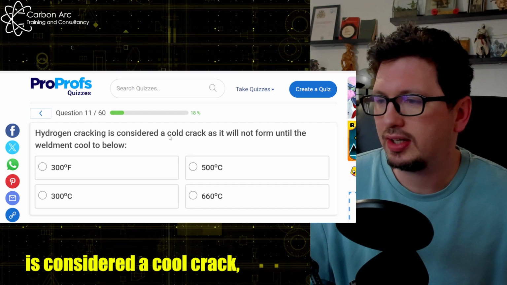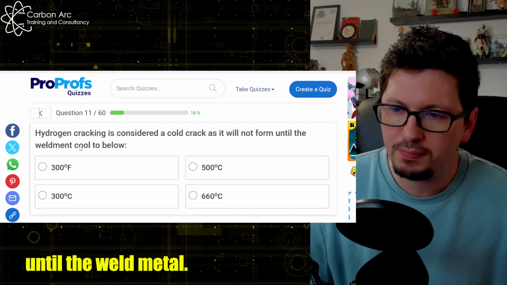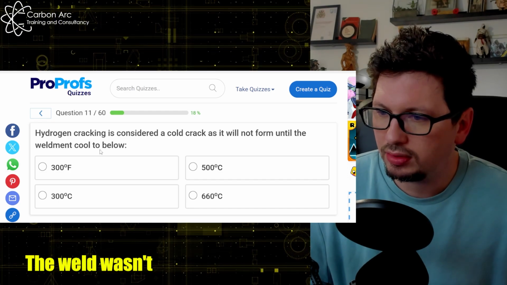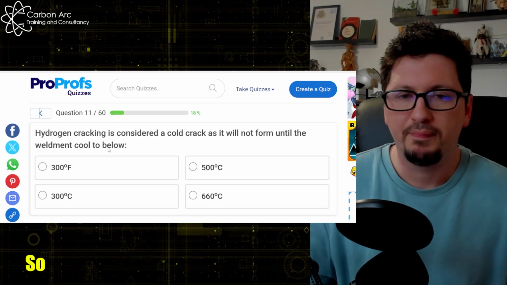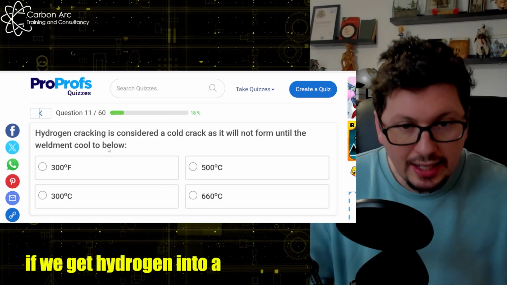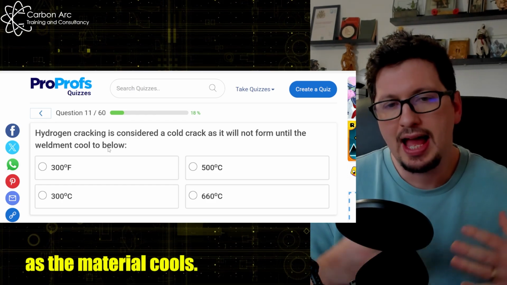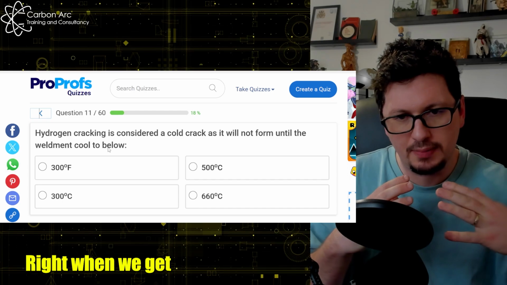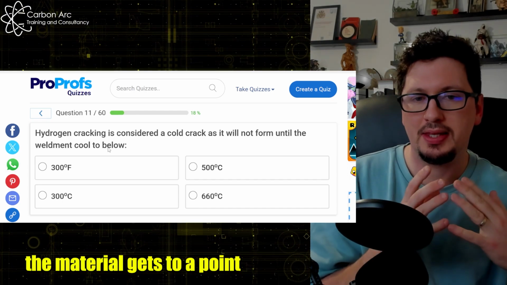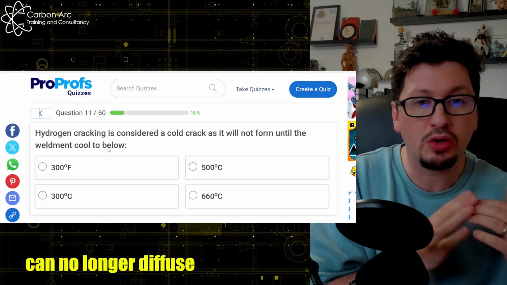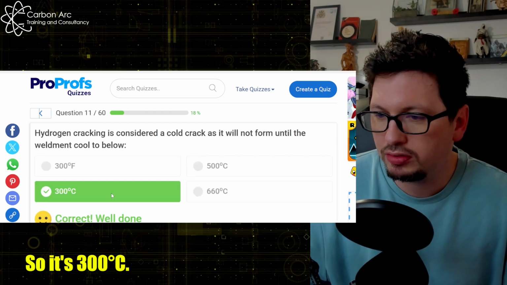Hydrogen cracking is considered a cold crack as it will not form until the weldment cools to below a certain temperature. If we get hydrogen into our welds, it's there. As the material cools, when we get below 300 degrees Celsius, the material gets to a point where that hydrogen can no longer diffuse and escape. So it's 300 degrees Celsius.